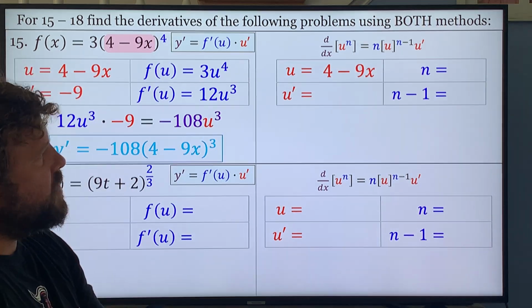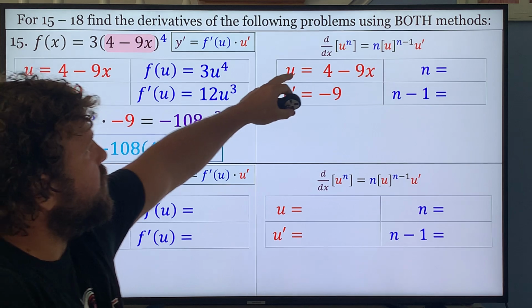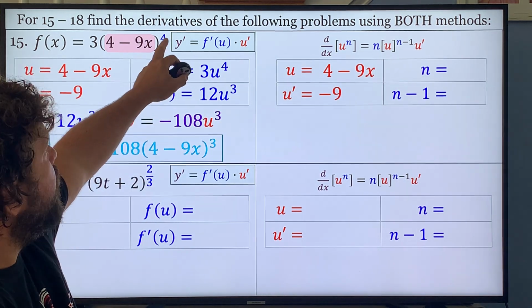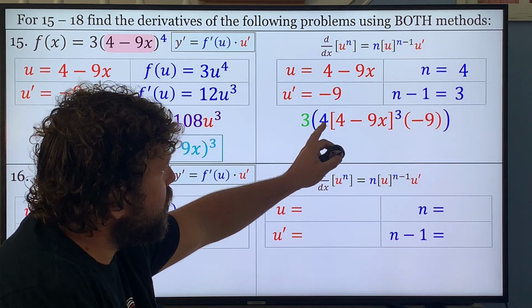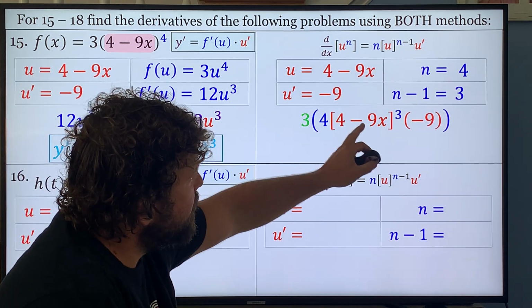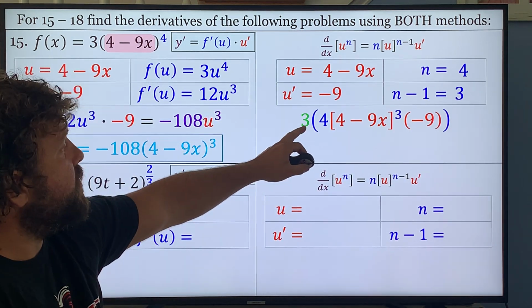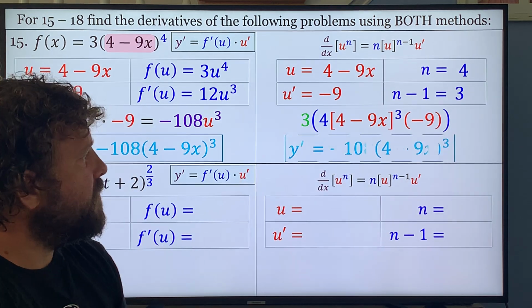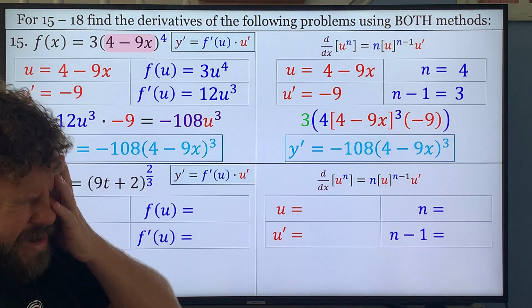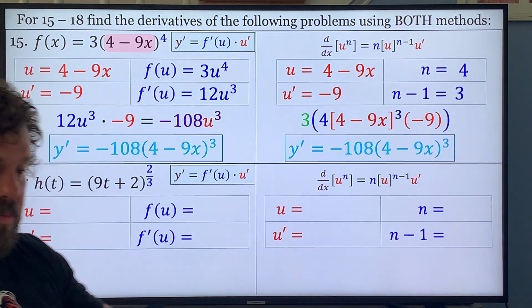Now the power rule method. U, same u, 4 minus 9x. U prime, negative 9. Same. These parts are always the same. N, 4 minus 1 is 3. Plug it all in there. 4 times 4 minus 9x cubed times negative 9, don't forget, times 3. 4 times 3 times negative 9 is negative 108. 4 minus 9x cubed. All right. Next one.